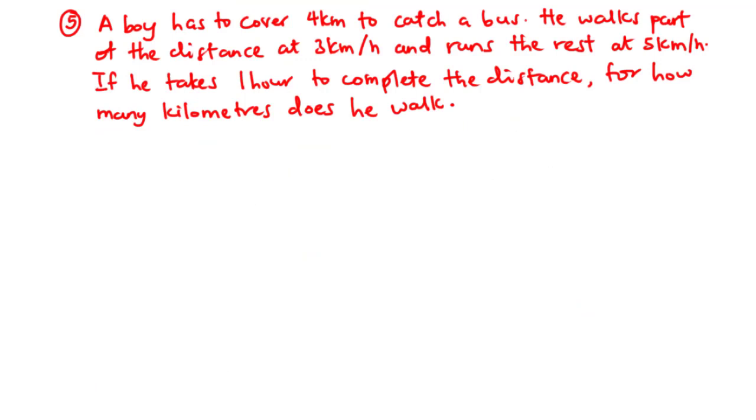So for example 5. A boy has to cover 4 kilometers to catch a bus. He walks part of the distance at 3 kilometers per hour and runs the rest at 5 kilometers per hour. If he takes 1 hour to complete the distance, for how many kilometers does he walk? Or better still, we are going to find the walking distance, okay?